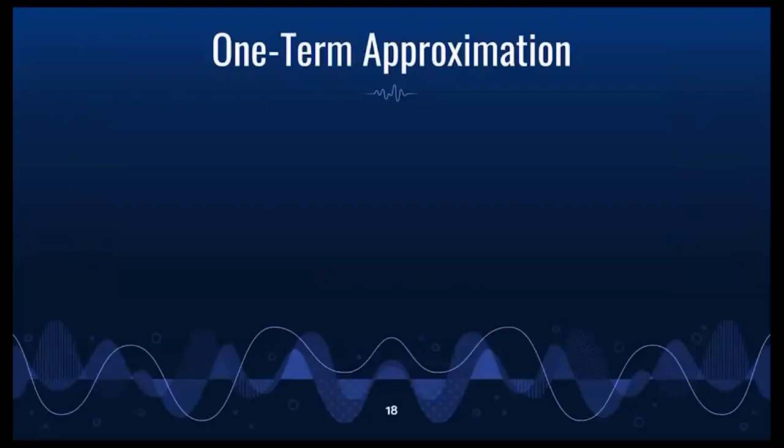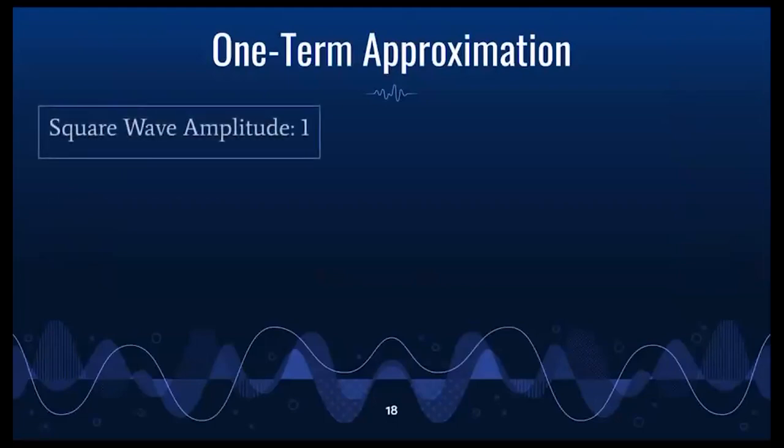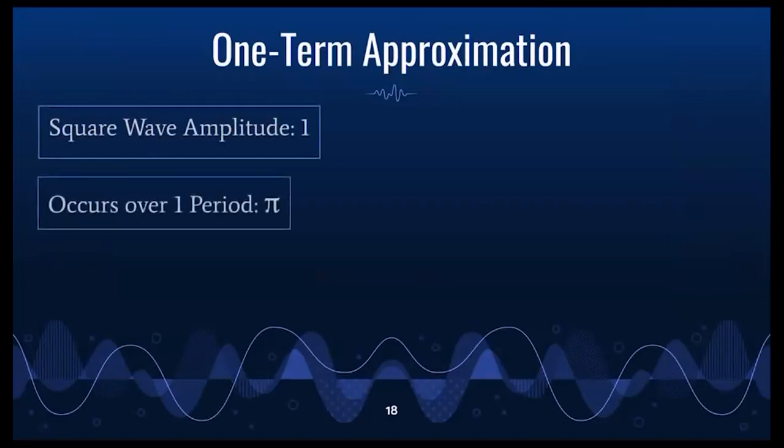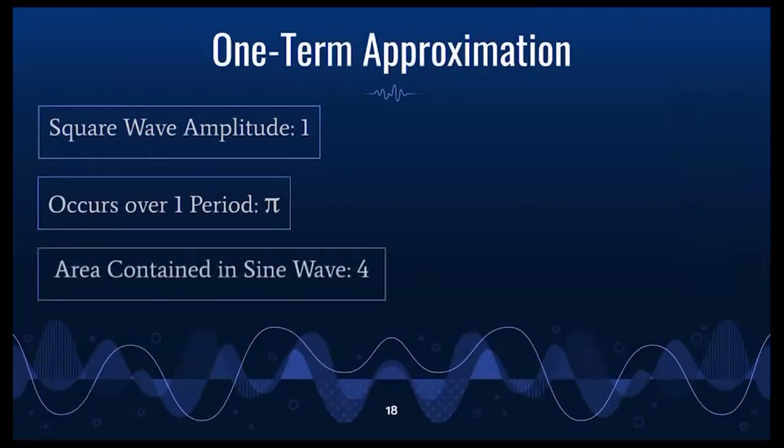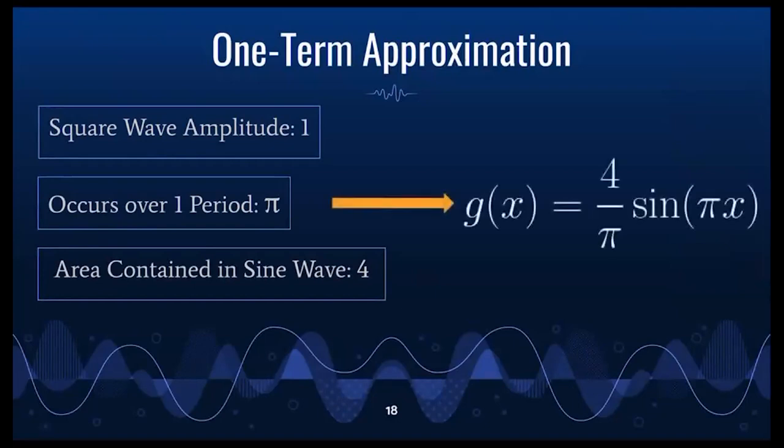Well, it turns out we can start by creating a one-term approximation. We know that our square wave's amplitude is 1. We're occurring over one period of the square wave, and we derive pi from that, and I'll show you how we get that in just a second. And then we're also looking at the area contained within this sine wave that we looked at on the previous slide. And that ends up giving us the one-term approximation of this function. g of x is equal to 4 over pi times sine of pi x.